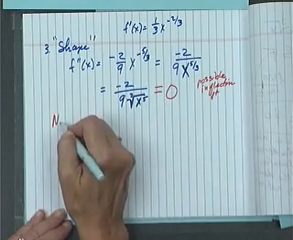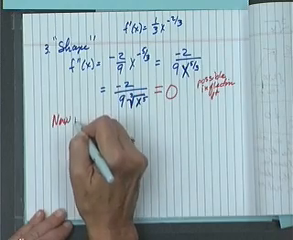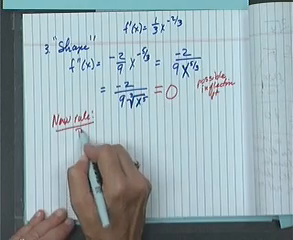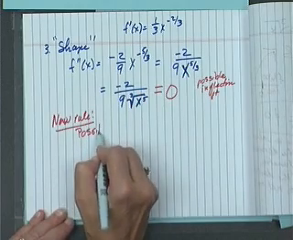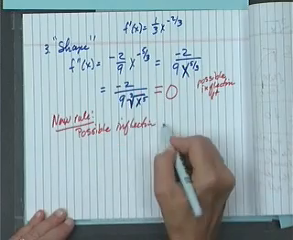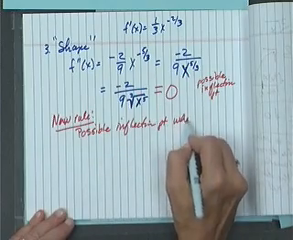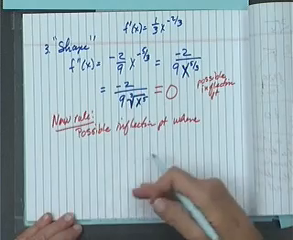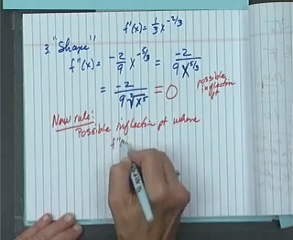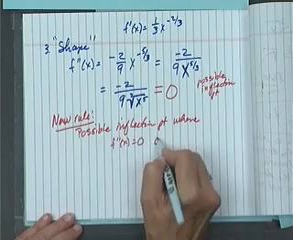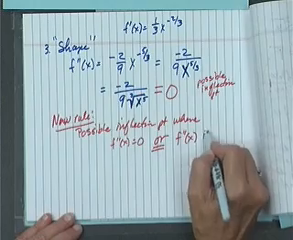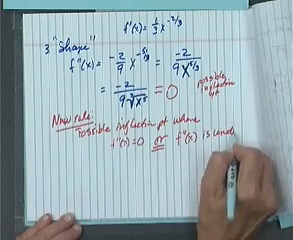So we have a new extended rule. New rule: possible inflection point where, of course, this point has to be in the domain of the original function, right? A point where the second derivative equals 0 or the second derivative is undefined.